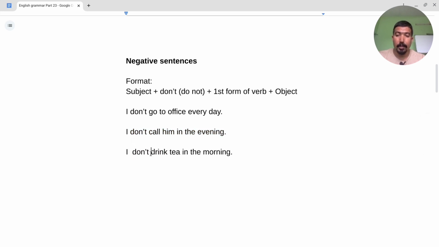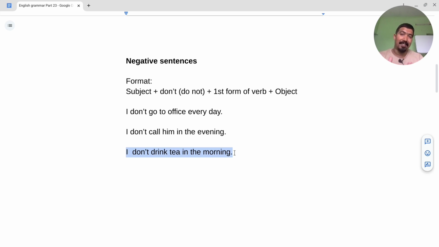Okay. I don't drink tea in the morning. We can compare it to the positive sentence first of all. I drink tea in the morning. If you tell someone that I drink tea in the morning, what does that mean? That means you have a habit of drinking tea every single day. Every single day in the morning time, you have a habit of drinking tea. Then you can say I drink tea in the morning. That's a habit. It's quite clear.